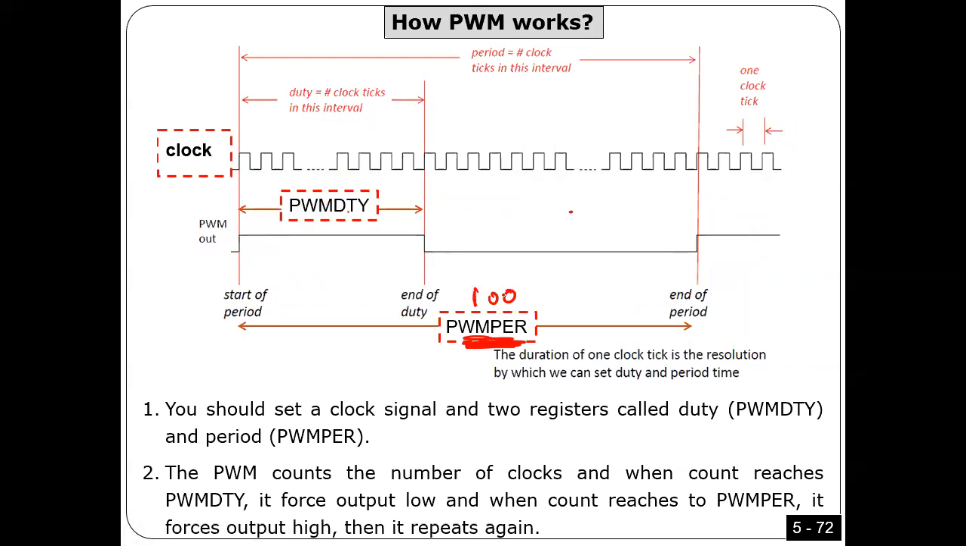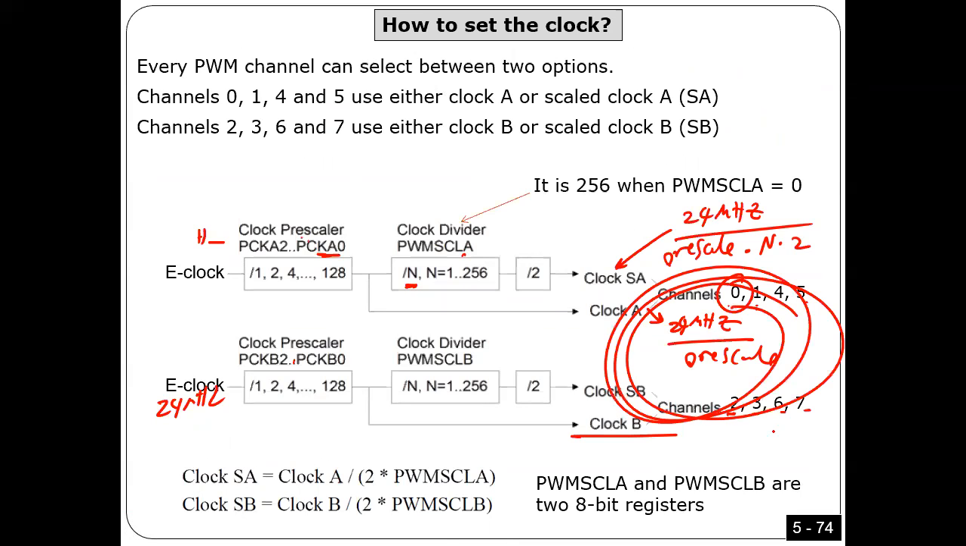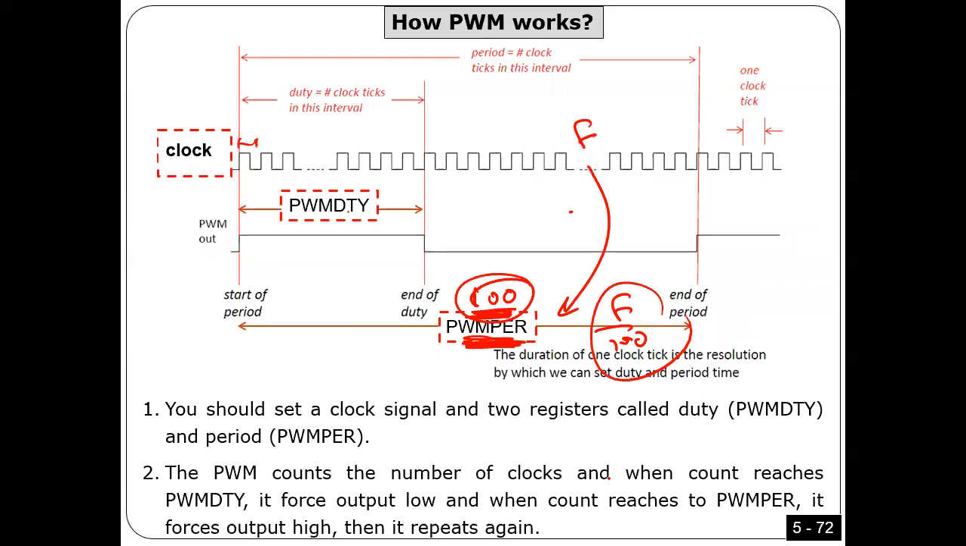So if I put here 100, so actually if this is f, what I'm going to get here is f divided by 100. Is that okay? Because you are going to divide it by 100. Why do you divide by 100? Because for every 100 cycles, we are going to generate 1 cycle here. So what is the frequency I can generate? The frequency I'm going to generate is the clock divided by the period, which I said 100 here.